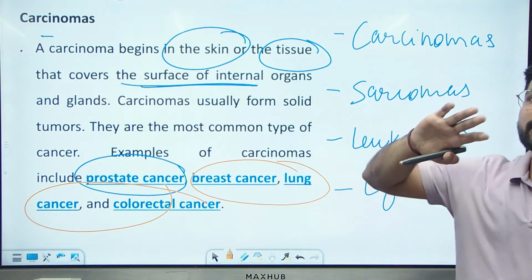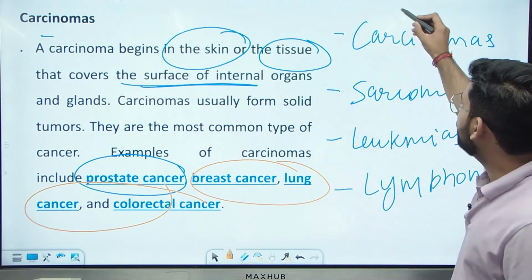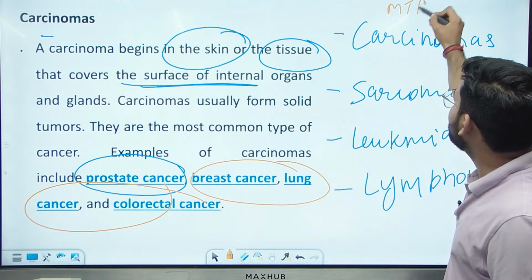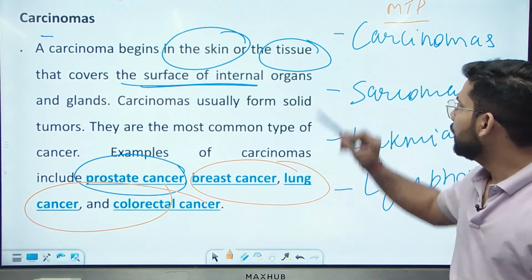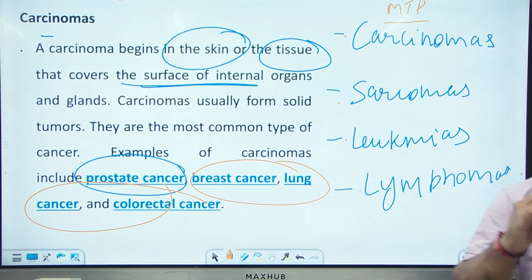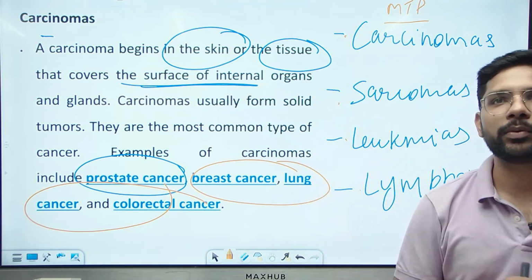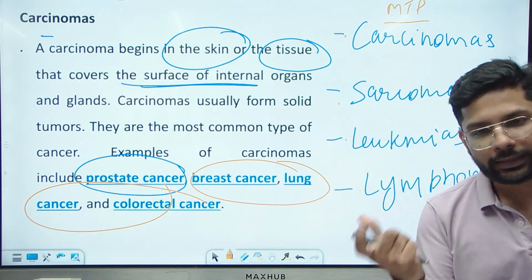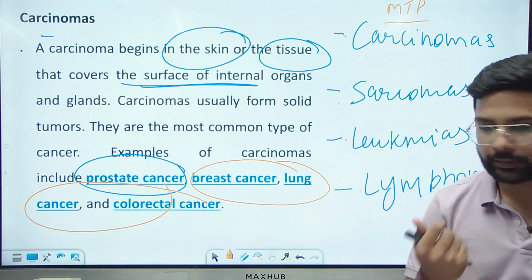Maybe there is another kind of question in the prelims. Match the following pairs. Carcinomas, sarcomas, leukemias and lymphomas affecting which part of the human body? इस तरीके से क्वेश्चन इजीली पूछा जा सकता है.